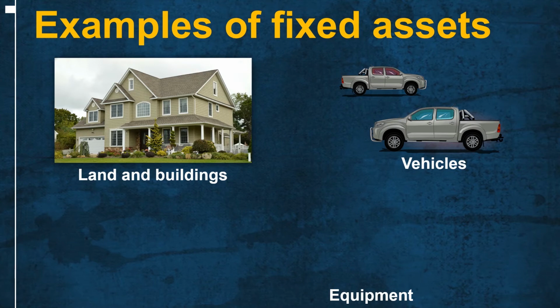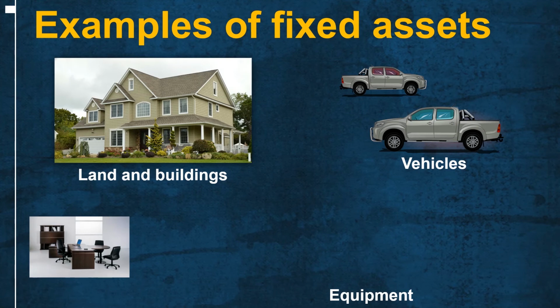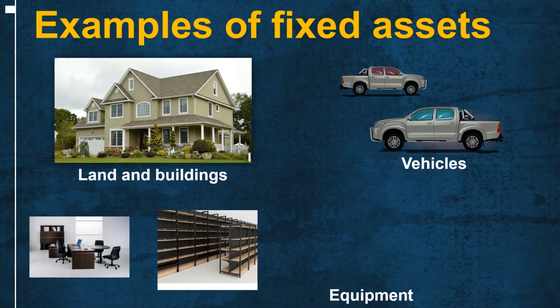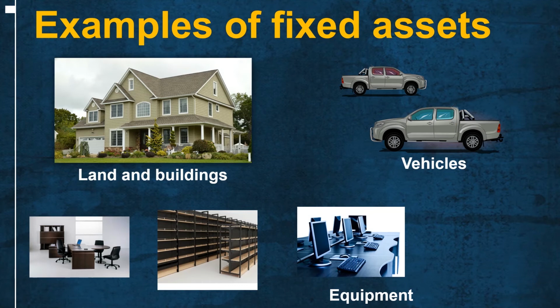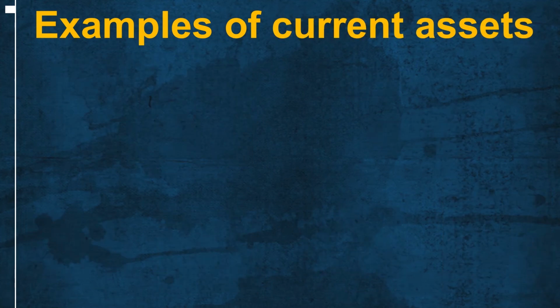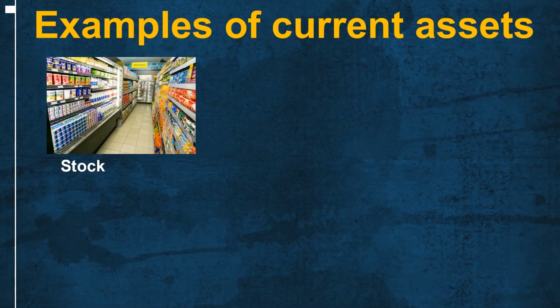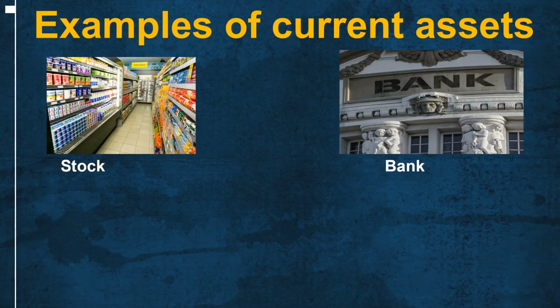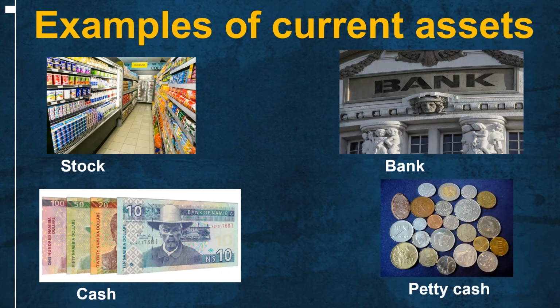And when we talk about equipment, please take note that the following items are classified as equipment. And these are furniture, shelves, machinery, computers, printers, refrigerators, and cash registers. Now let us look at the examples of current assets, which are stock, bank, cash, petty cash, and cash float.